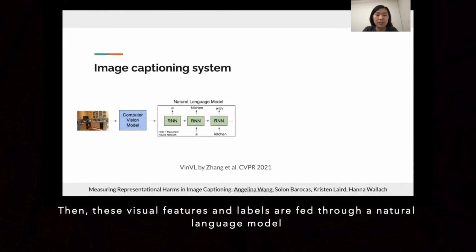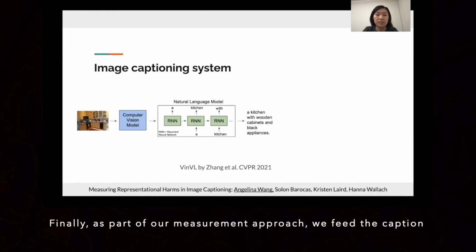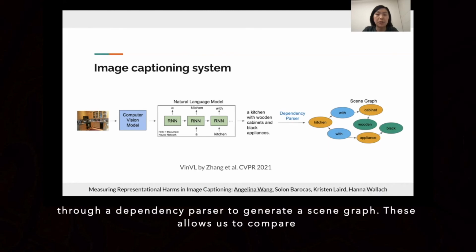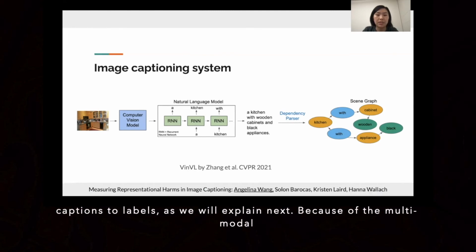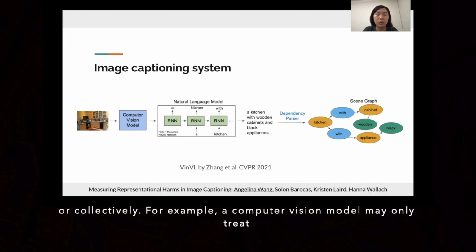Then these visual features and labels are fed through a natural language model, which auto-regressively generates a caption for the image. Finally, as a part of our measurement approach, we feed the caption through a dependency parser to generate a scene graph. This allows us to compare captions to labels, as we will explain next. Because of the multimodal nature of an image captioning system, harms can arise from any component individually or collectively.